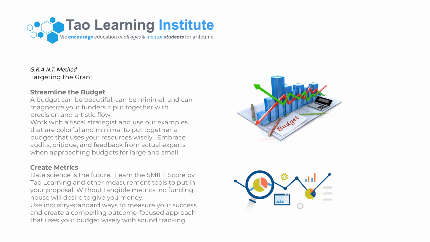You then also want to create metrics. Data science is the future. The number one job right now actually is data science. So learn the SMILE score by Tao Learning and learn other measurement tools to put into your proposal. Without tangible metrics, no funding house will desire to give you money. Use industry standard ways to measure your success and create a compelling outcome-focused approach that uses your budget wisely with sound tracking.